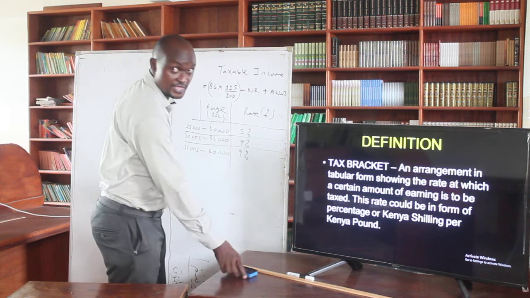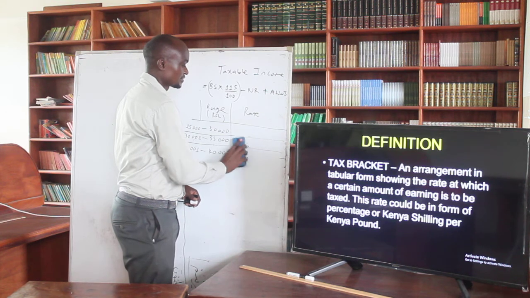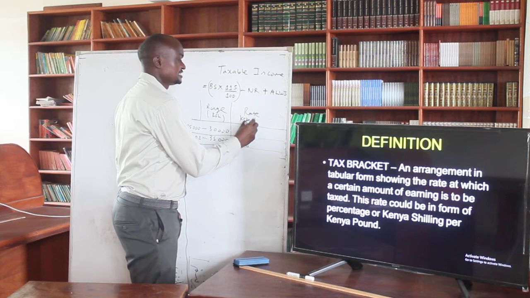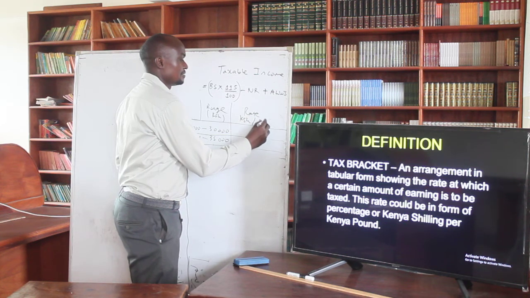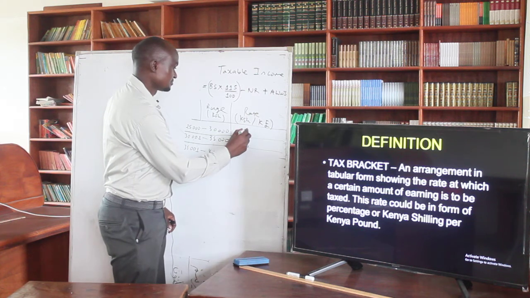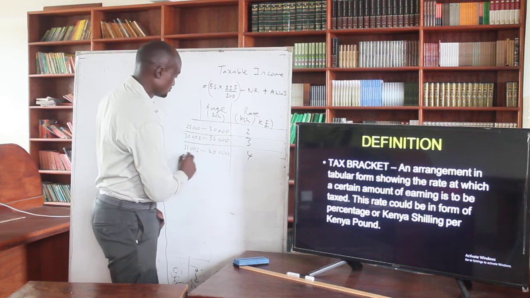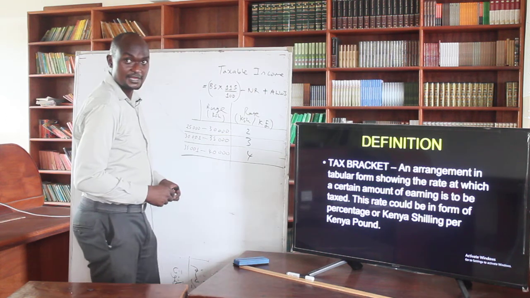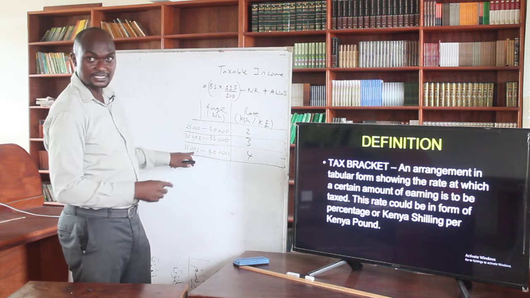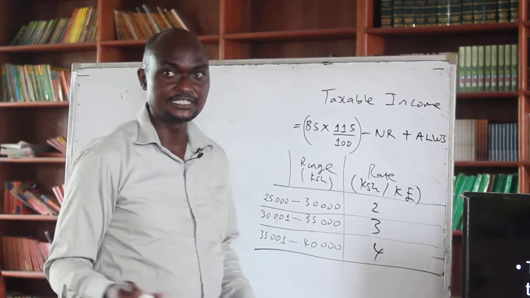There are times when the rate is expressed in terms of what we call shillings per pound, Kenya shillings per Kenya pound. And then maybe they'll write 2 shillings here, 3 shillings here, 4 shillings here. That means between these ranges, it's about 5,000. You'll pay 4 shillings for every 20 Kenya shillings.